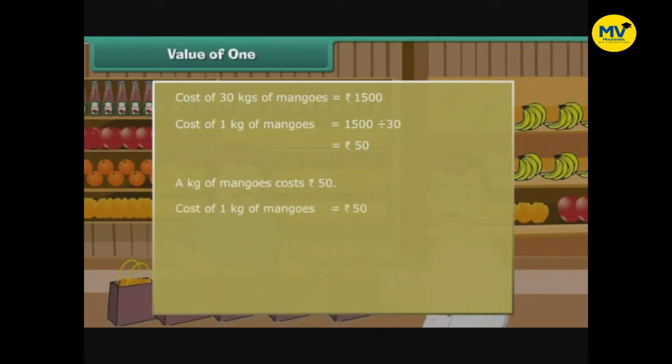Cost of 1 kg of mangoes is equal to 50 rupees. Cost of 30 kgs of mangoes is equal to 50 into 30, which is equal to 1500 rupees. As per the question, Vivaan spends 1500 rupees on 30 kgs of mangoes. So, we verified that our division operation is correct.